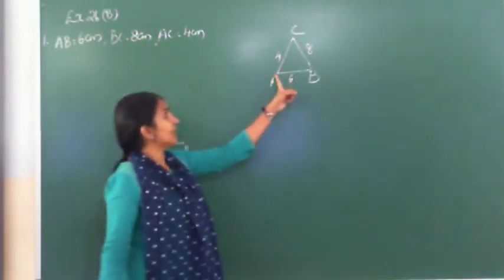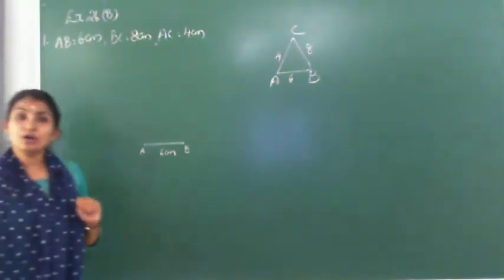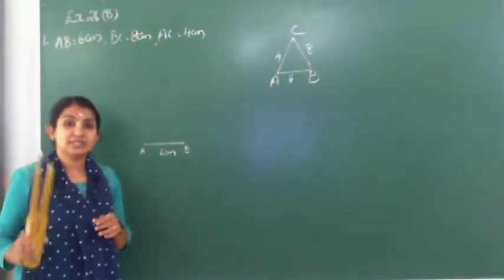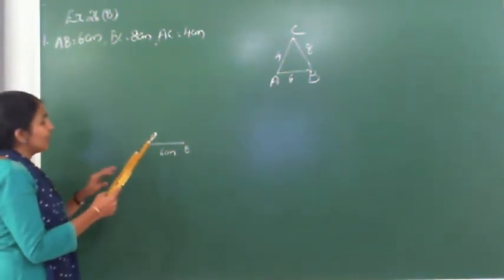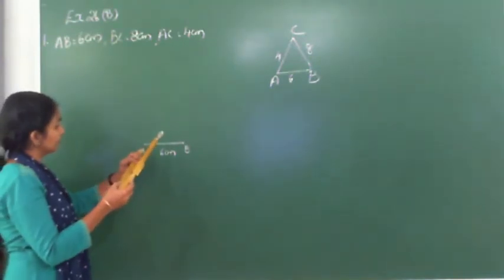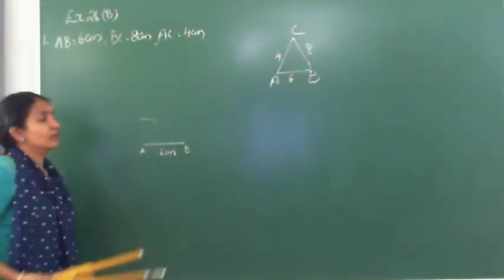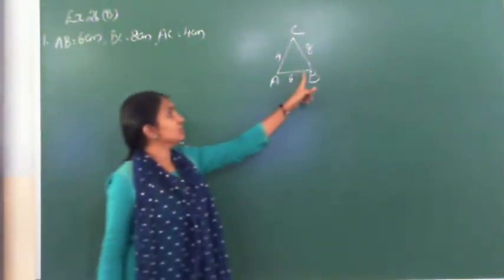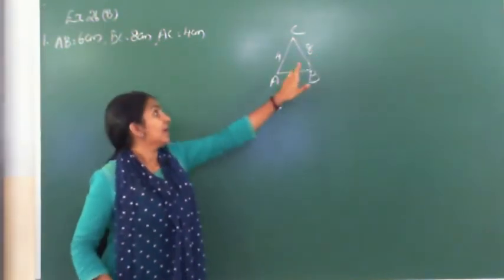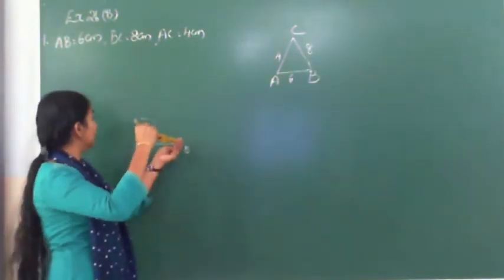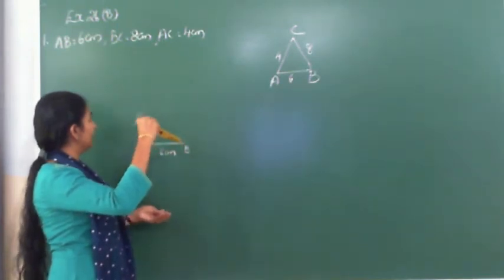After that, what is AC? AC is 4 centimeter. So in your compass you have to take 4 centimeter, and keeping A as center, we are marking an arc. So 4 centimeter is ready. Now what is BC? BC is 8 centimeter. So again in our compass we have to take 8 centimeter. Keep it at the point B and cut the first arc.